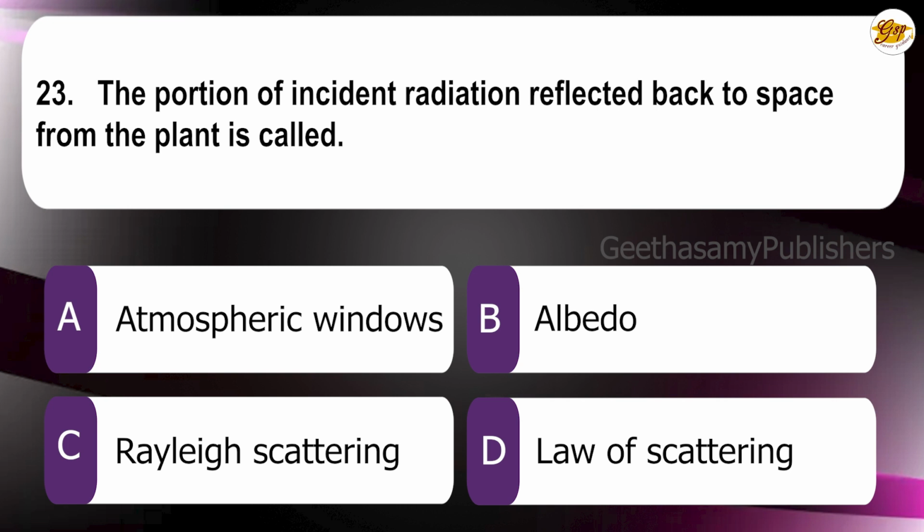Question number 23. The portion of incident radiation reflected back to space from the planet is called A. Atmospheric window, B. Albedo, C. Rayleigh scattering, D. Law of scattering. The correct answer is B. Albedo.